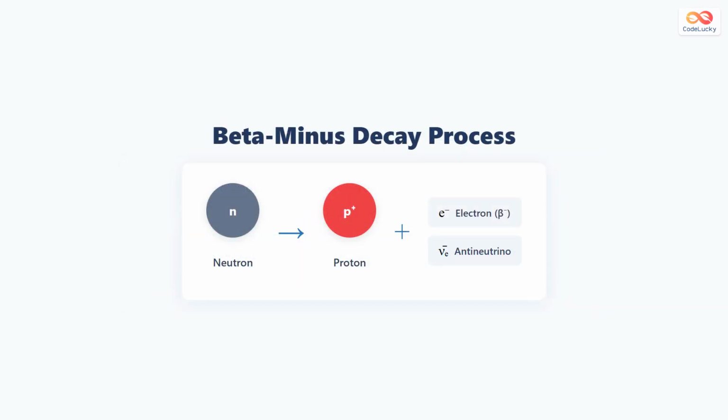Let's look at the beta-minus decay process in detail. In this type of decay, a neutron inside the nucleus transforms into a proton. But that's not all. When this transformation occurs, two particles are emitted: an electron, which we call a beta-minus particle, and an electron antineutrino. The neutron essentially splits into these three components: one proton that stays in the nucleus, one electron that shoots out as the beta particle, and one antineutrino that also escapes. This is how the nucleus changes its composition.